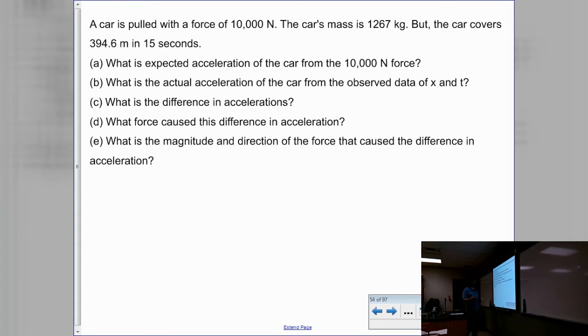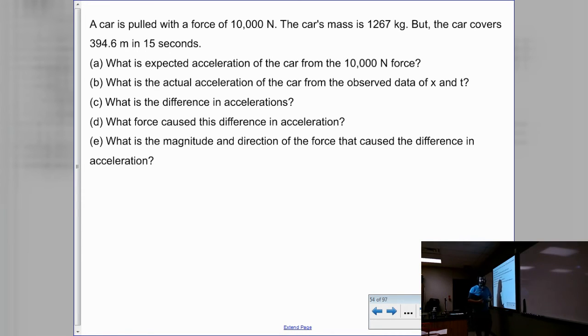We want to figure out lots of different things. What is the expected acceleration of the car with the force given? What is the actual acceleration using the position and time information? What is the difference in the acceleration? Why is there a difference? And what is the magnitude and direction of the force that caused this difference in accelerations?